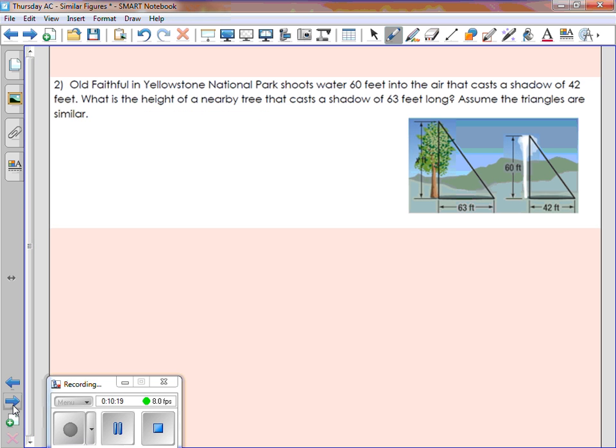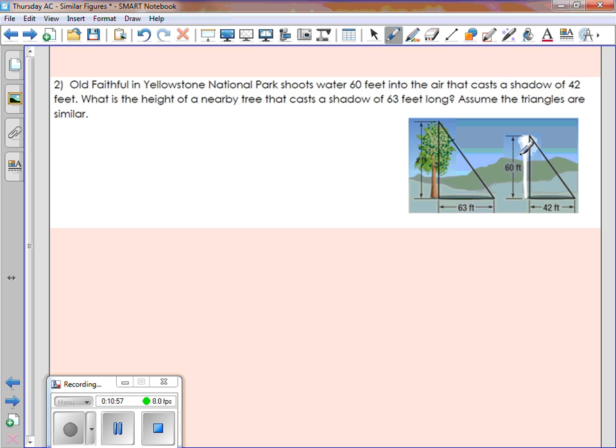All right. We can use these kinds of proportions to figure out how tall something is. If we know the height and the shadow of one item and the shadow of a second item, we can find its height. So when we're looking at this, we've got a tree. We don't know how tall it is. And its shadow length is 63 feet. Then we have a geyser that we know shoots 60 feet into the air, and its shadow is 42 feet. Now, of course, these measurements need to be taken at the same time of day so that the shadow lengths will be proportional as well.